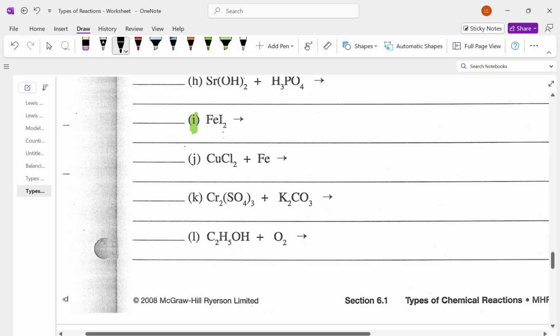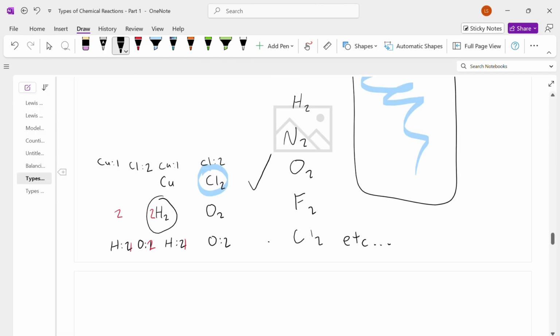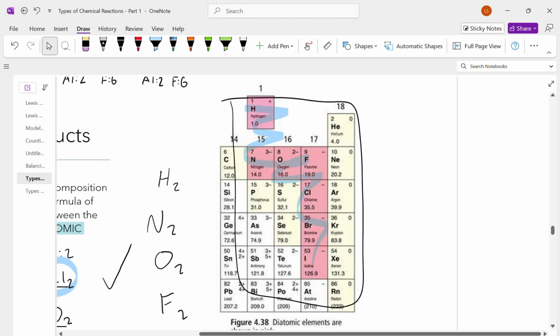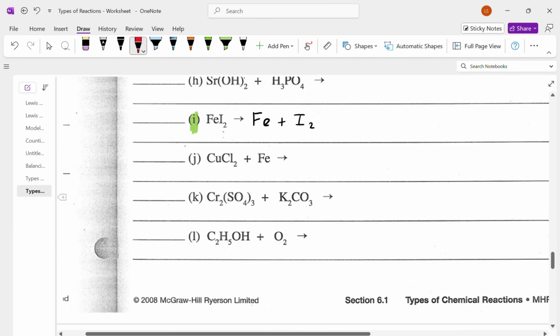So let's do it. It's obviously going to be split into 2. So we will have iron and iodine. And let's check. Are iron and iodine on our list? Iron is not, but iodine right here is. But we already have 2 iodine, so this equation is already balanced.